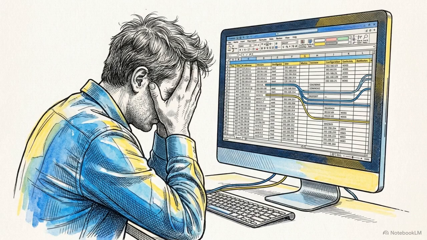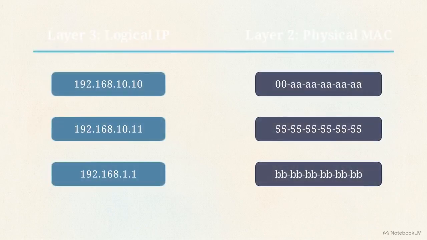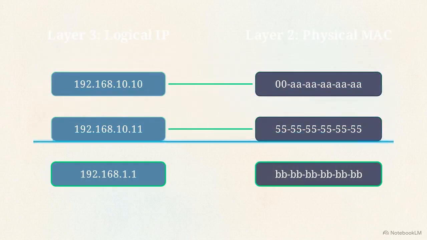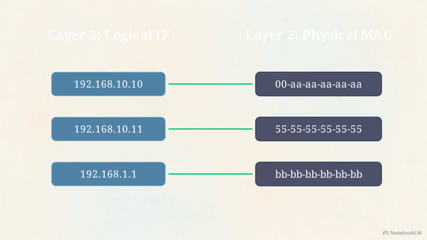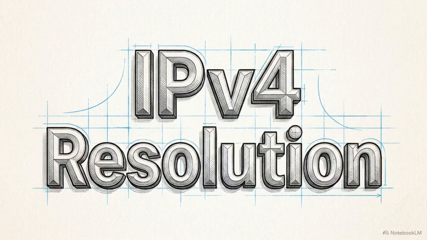Manually mapping these addresses across an enterprise network would be an impossible, error-prone task. Networks therefore rely on an automated mechanism to map Layer 3 addresses to Layer 2 hardware identifiers. On an IPv4 network, this is the Address Resolution Protocol, or ARP.